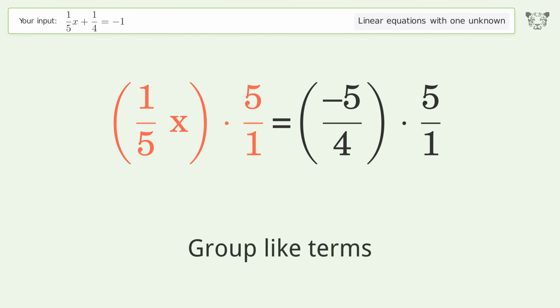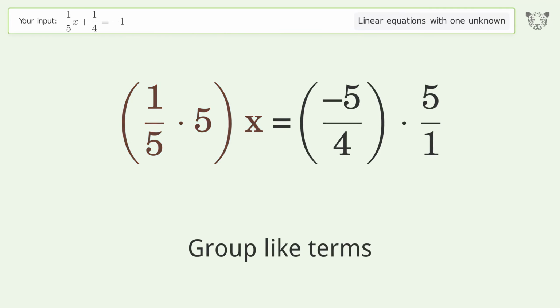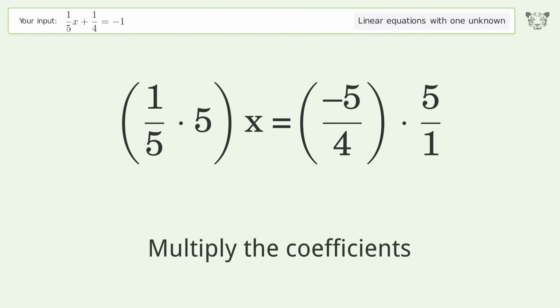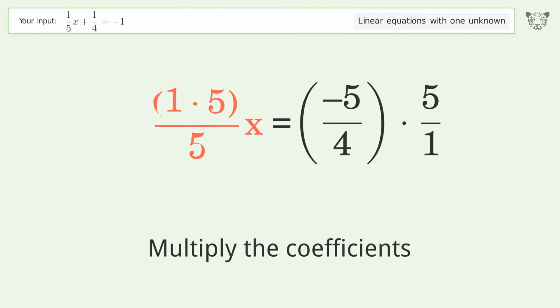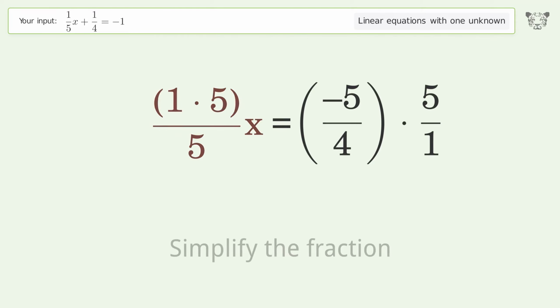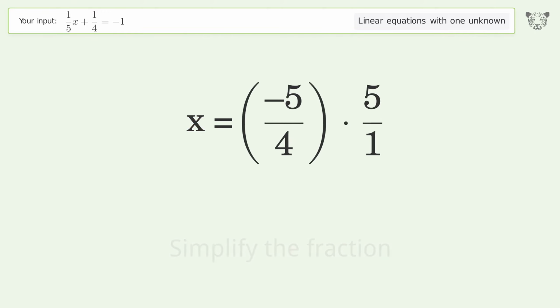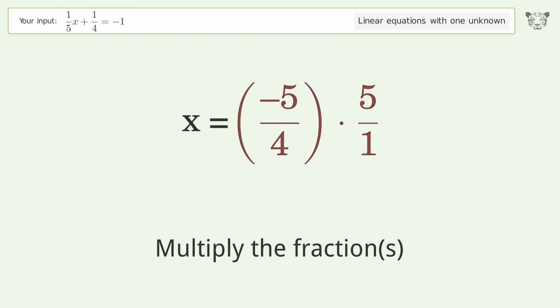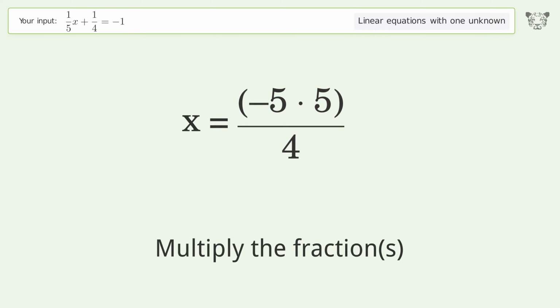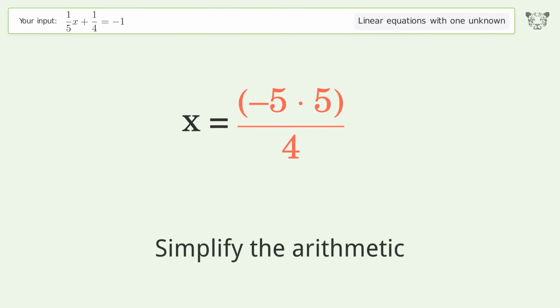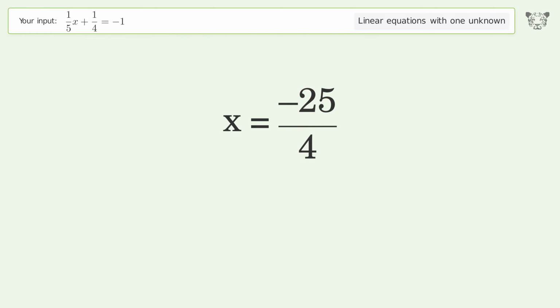Group like terms. Multiply the coefficients. Simplify the fraction. Multiply the fractions. Simplify the arithmetic. And so the final result is x equals -25/4.